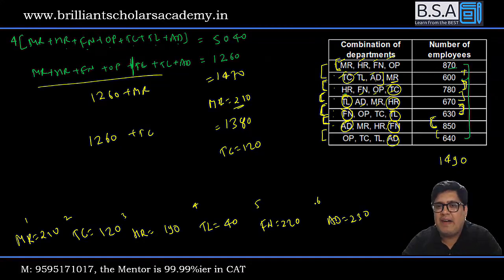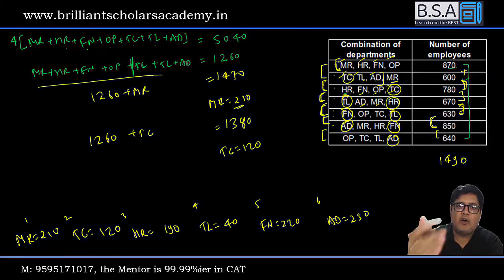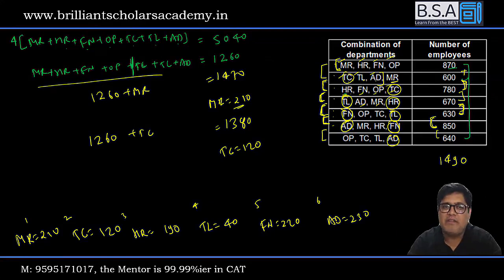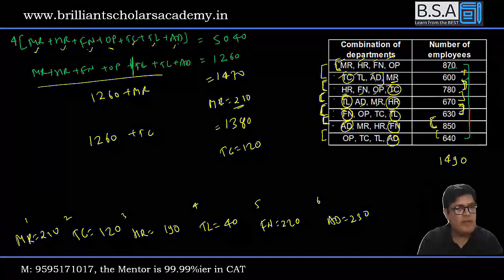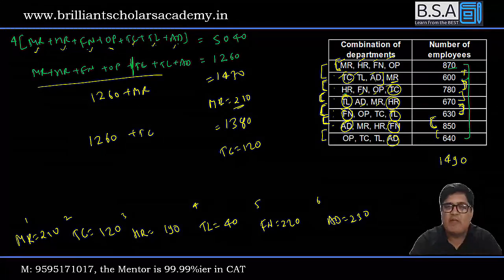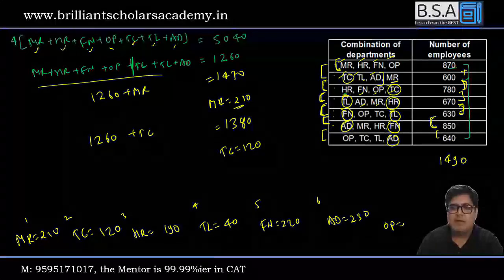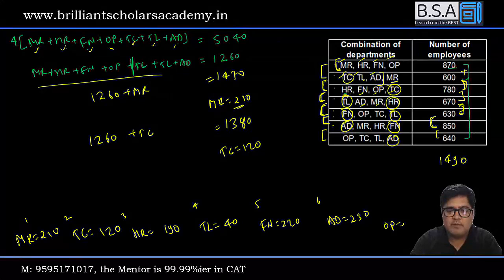I have managed to find 6. If you subtract all of these from 1260, you can find the missing number. Which is the missing number? MR we have found, TC we have found, HR we have found, FN we have found, TL we have found, AD we have found. We have missed out OP. So look at the first and last being OP in any one. Or you can subtract these from 1260, you'll have OP. Subtract all these from 1260.